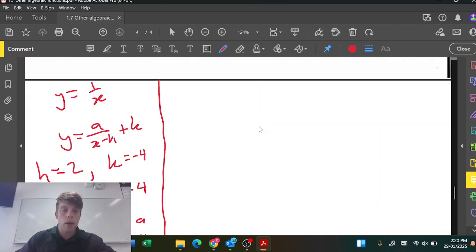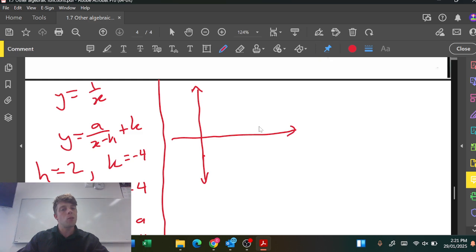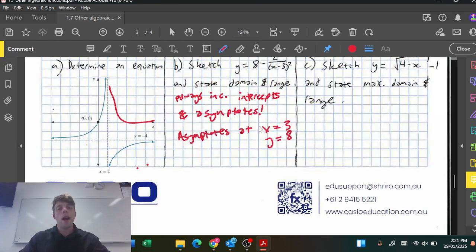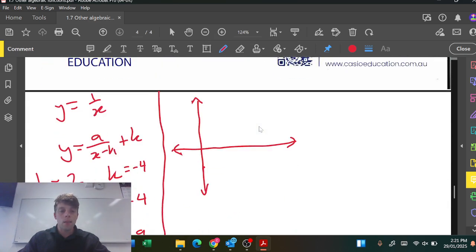So I guess we can just go ahead and do that. So what I'm going to do is I'm going to draw up our two axes. So we have x and y axes, and this is not the best stylus to draw this with, but let's see how we go. We can see that there's an asymptote at x is equal to 3. So x is equal to 3. And then up here, there's another asymptote at y is equal to 8.